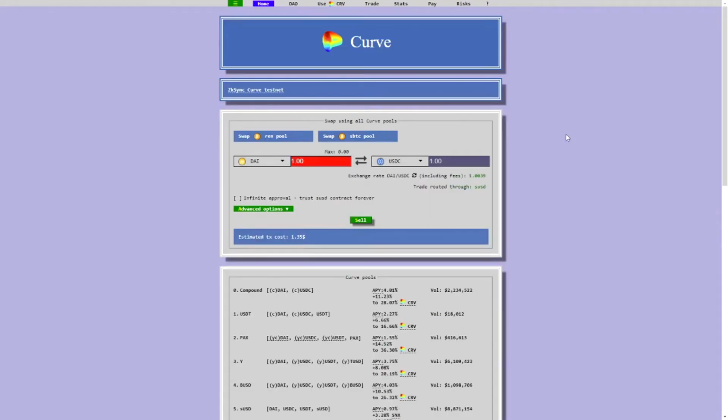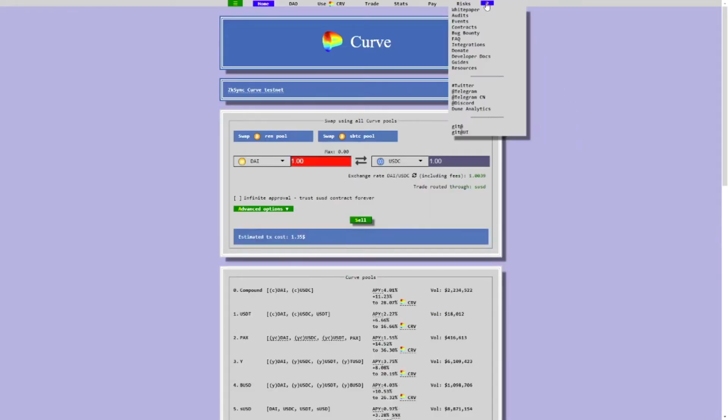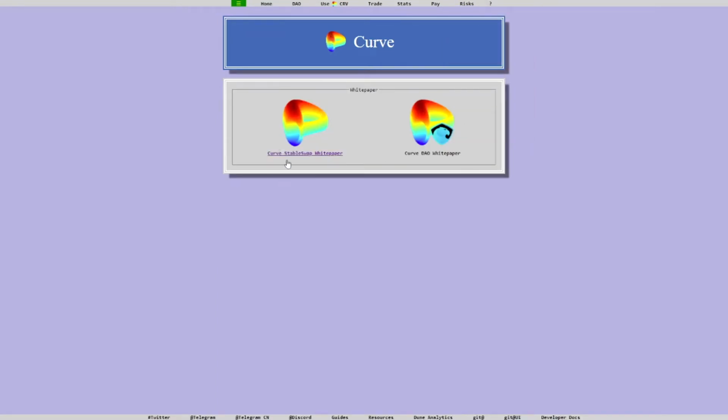Alright, so let's head back to the website, click on the question mark, and then we go to white paper. So here we see the Curve StableSwap white paper. Again, StableSwap was the initial name of the project, and this is the initial white paper. And then we have the Curve DAO white paper. So this is the white paper on the decentralized organization that is governing the whole project. As you can see, also the logo of Aragon. If you want to know more about Aragon, just click on the video that pops up right now.